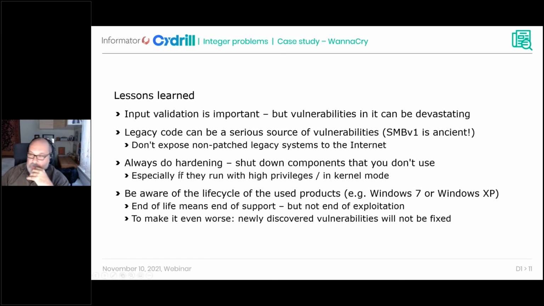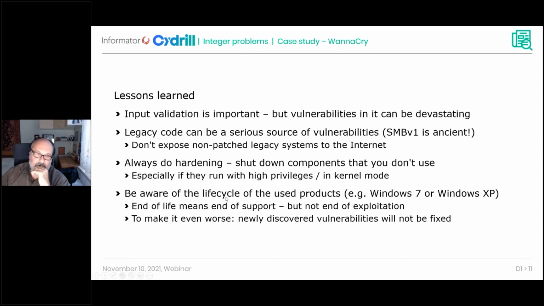Do hardening. As I said, it was SMBV1, and of course, nobody uses SMBV1 except for some old peripherals, like very old printers. So it's always a good idea to shut down things on your computer that you don't use. This is basically what we call hardening or debloating, as part of the configuration and configuration management of the devices or the application in which your code runs.